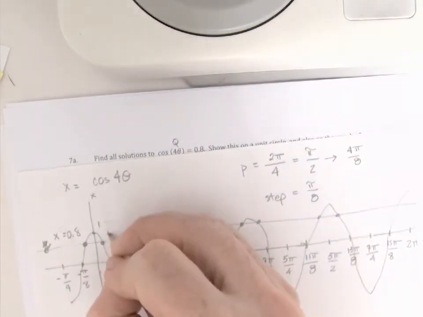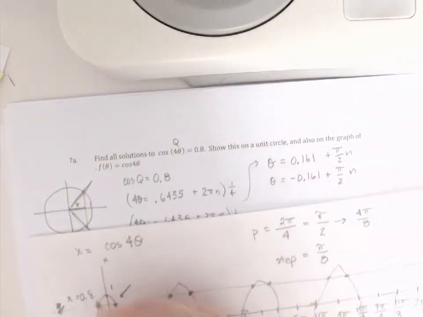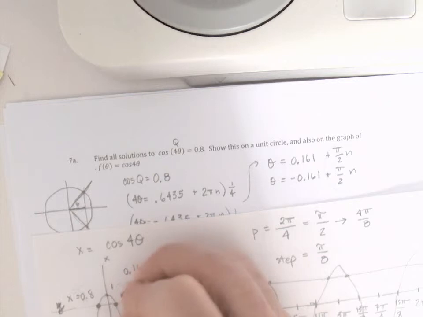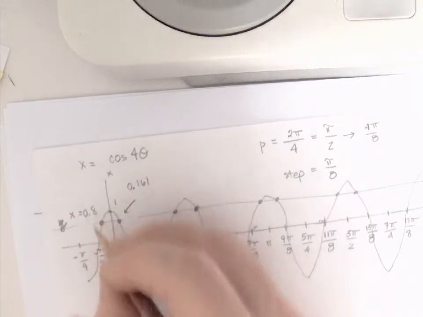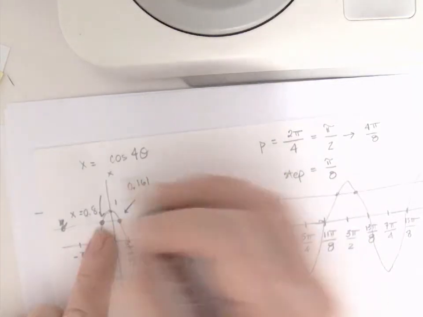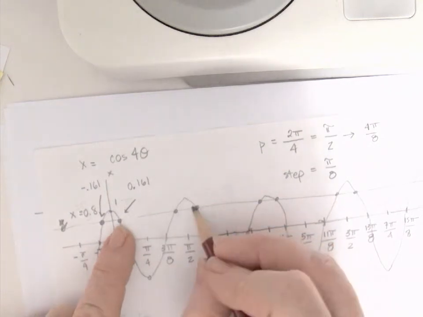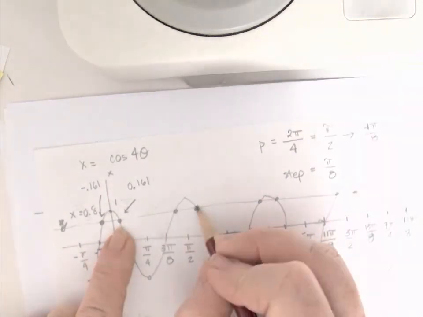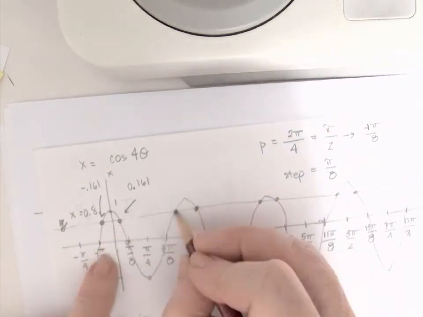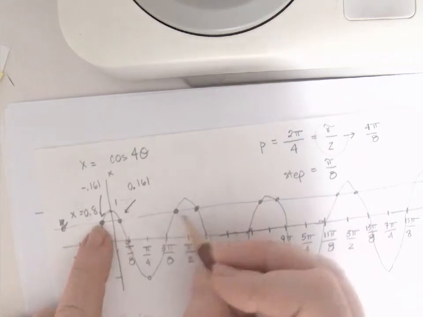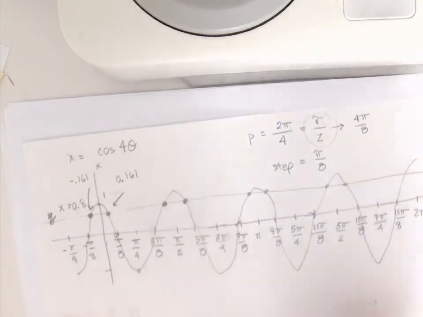We can see we have all of these places where our output is going to be 0.8. And this value your calculator would give you. So eventually we're going to come up with this value is 0.161, and we're looking for all of the other ones. We know that right over here, our x value will be negative 0.161. But to figure out the other ones, the period is pi over 2. So if I wanted to figure out this point, I'd have to add pi over 2. If I wanted to figure out this point, I'd have to take my negative 0.161 and add pi over 2.